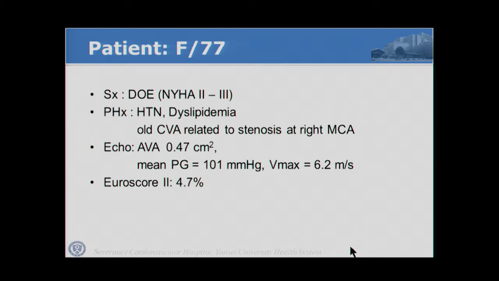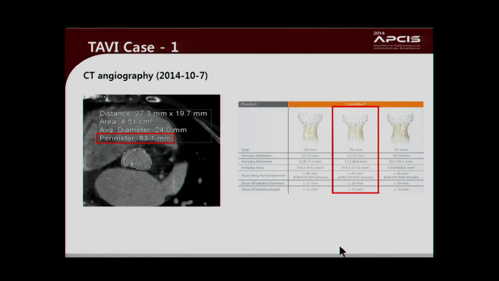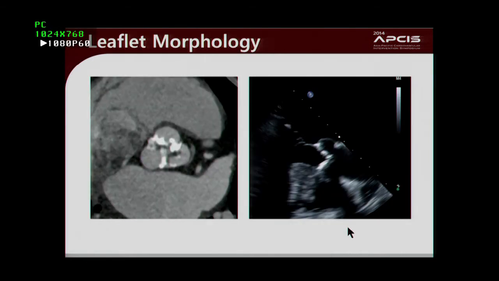This patient is a 77-year-old female with severe aortic valve stenosis. The EuroSCORE is not that high. However, this patient had a stroke, and there is also significant stenosis of the MCA. So I think the indication is acceptable in this case. And this is the measurement done by doctors at Sejong Hospital, and the perimeter is 83, so this corresponds to a 29 millimeter CoreValve.